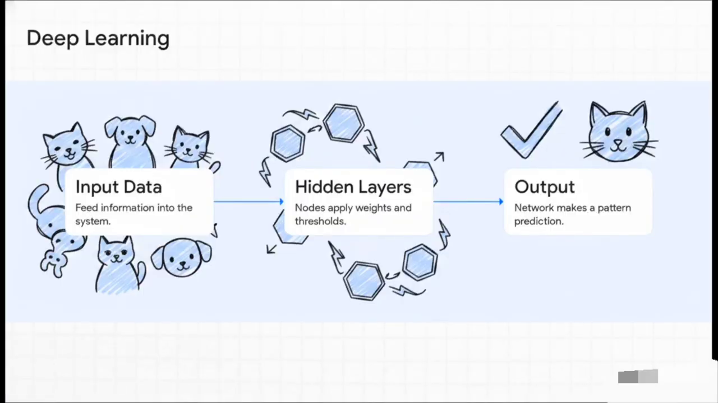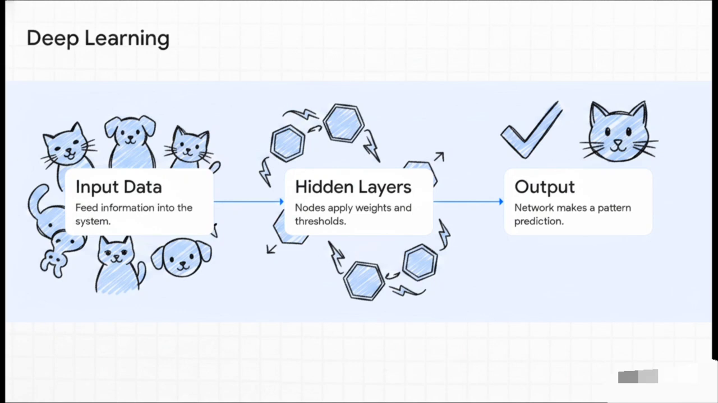Now, what's really fascinating here is the architecture. Let's break down how a deep neural network actually works into 3 simple logical steps. Step 1. Input data. You feed information into the system, say thousands and thousands of pictures of cats. Step 2 is the hidden layers.